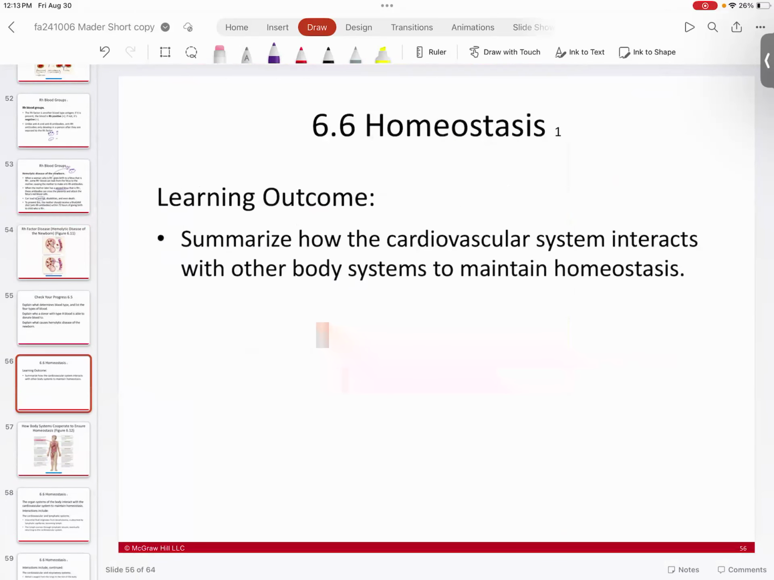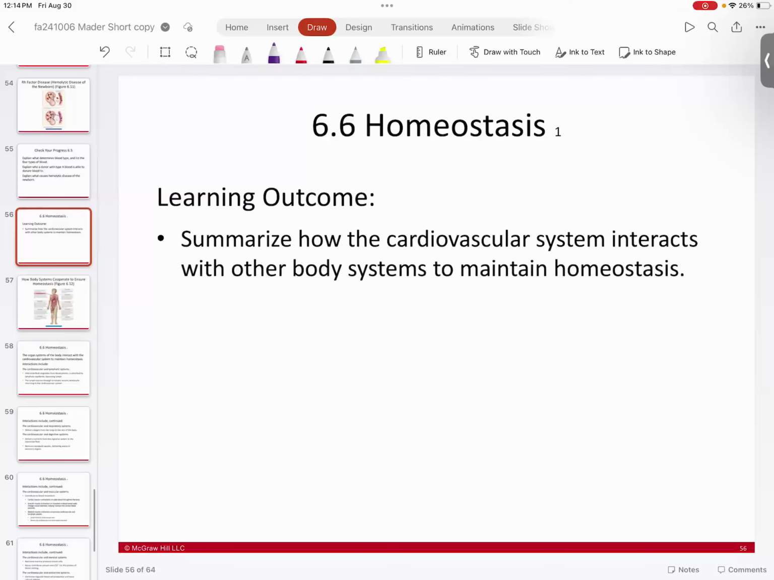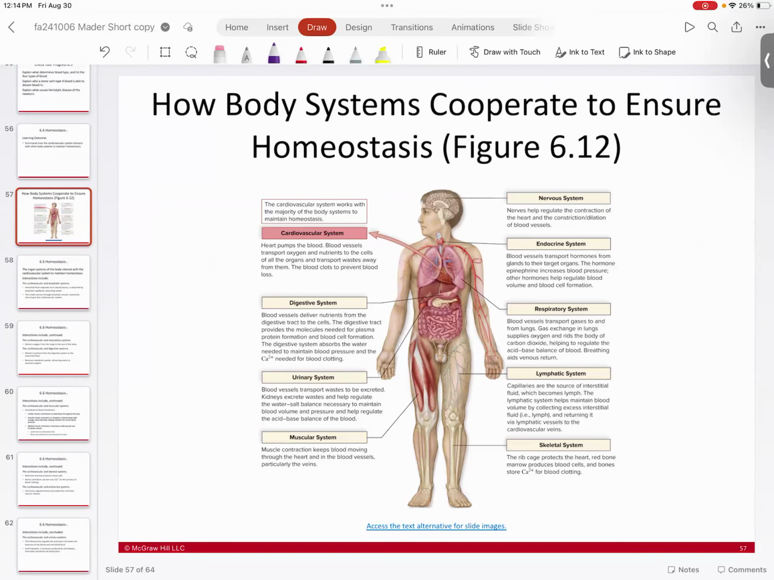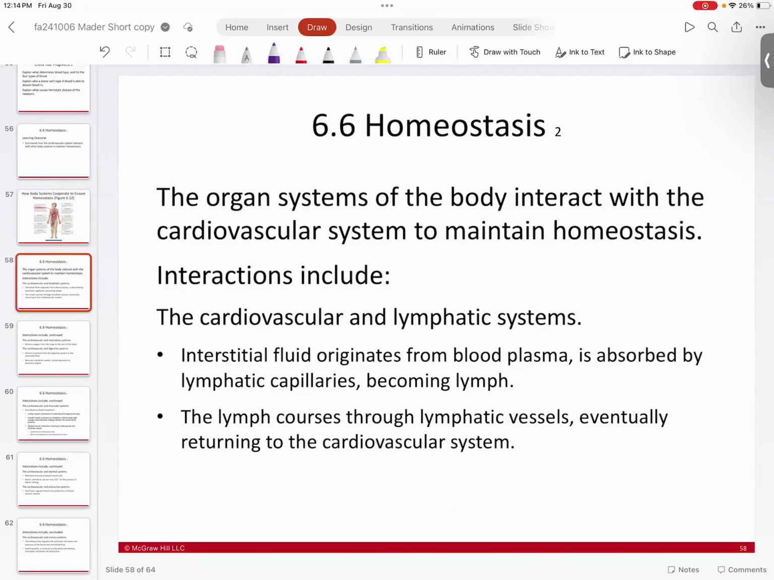Okay, so now let's take a look at our last topic, which is homeostasis. Basically, the entire body cooperates together for homeostasis. So you have the cardiovascular, digestive, urinary, muscular, skeletal, and lymphatic systems all cooperating to generate internal conditions that are constant and stable. They interact with each other and with the cardiovascular system. We talked a little bit about that in the last chapter.